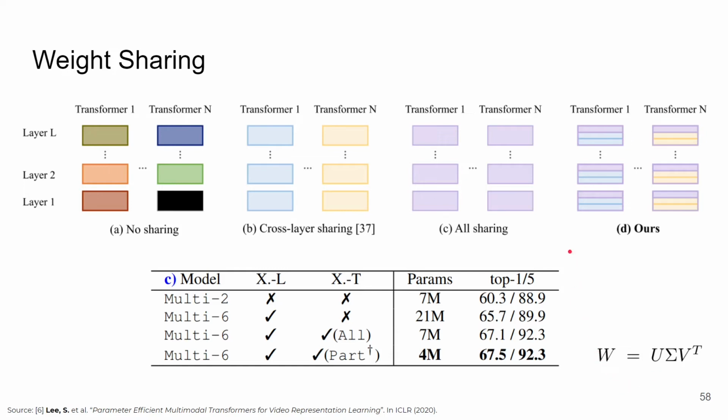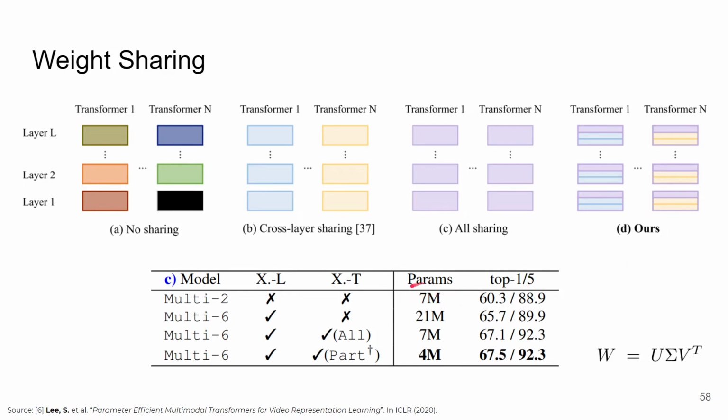So in this work that I'm showing here, they had a multimodal transformer. So they had one stream for video information, one stream for audio information, and so on. They tested several different settings for weight sharing. So first of all, no sharing, so each layer had its own weight. Then sharing across all the layers of a given modality, for the video and for the audio. Then sharing everything. And then sharing with this matrix decomposition, in which they only share the big matrix here, while these 2 matrices, which are smaller, are independent for each modality.